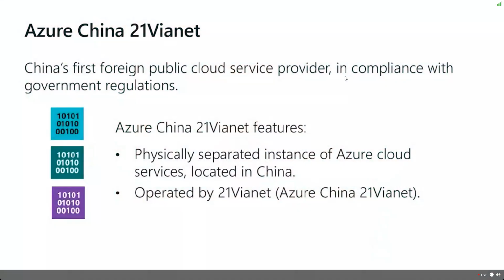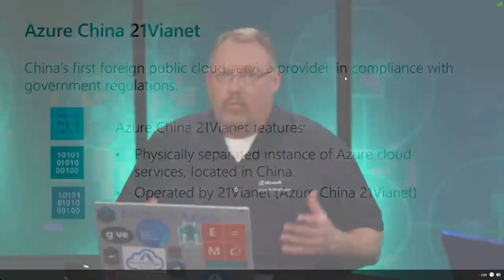And the reason we chose 21 ViaNet is simply because we want to make sure that the cloud is operated by a provider that is in compliance. So we chose 21 ViaNet because they met all the Chinese government regulations to work with that. So on your exam, understand we have Azure Commercial, we have Azure Government, and we have Azure China accessed via 21 ViaNet.